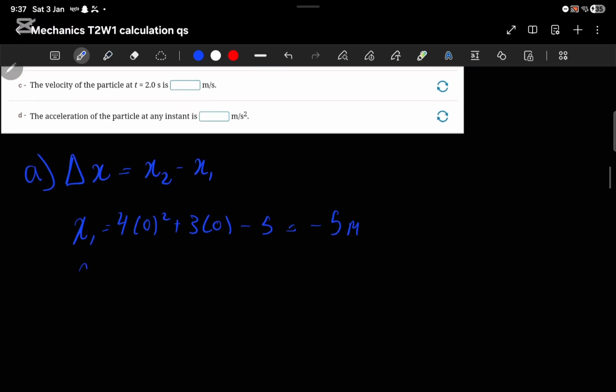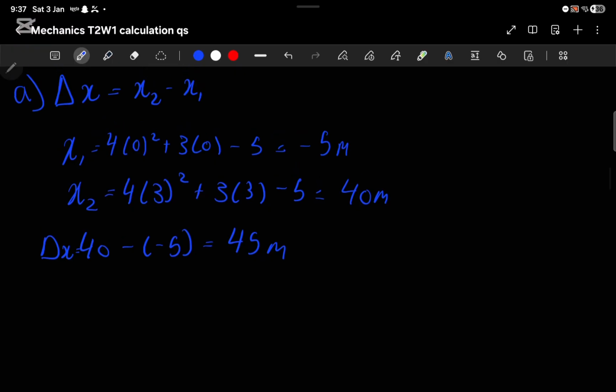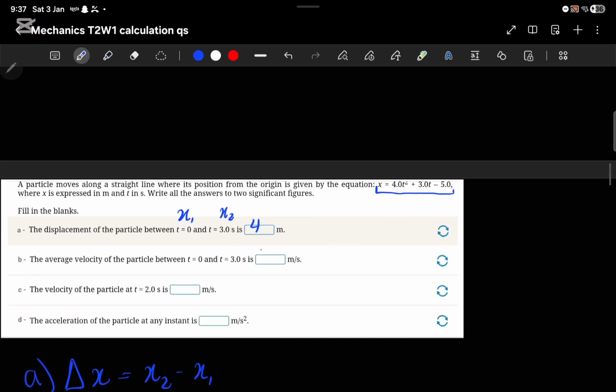Now, x2 is 4 times, remember, time is 3, so 4 times 3 squared plus 3 times 3 minus 5. Off the top of my head, this is 40, but let me make sure: 4 times 9 plus 9 minus 5, 40. Yes. Now, x2 minus x1, so 40 minus negative 5 gives me 45 meters as my displacement. This is my answer, 45 meters.